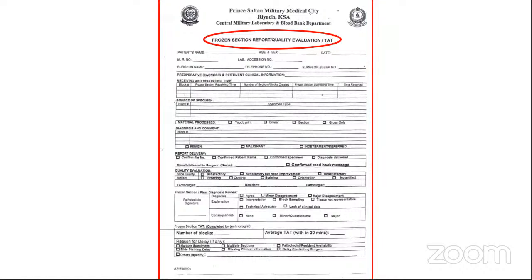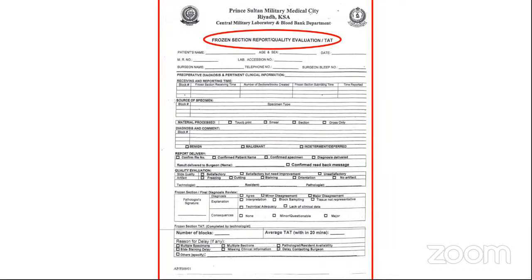And the last form is for QA and turnaround time. This form, as you may want to see here, has the receiving number of blocks that we have prepared, source of specimen, and type of procedure that we have done for frozen section. Is it touch print, smears, sections, gross only, and the diagnosis we have made, is it benign, malignant, indeterminate, and reporting delivered, the information delivered to the patient, OR, to the surgeon.